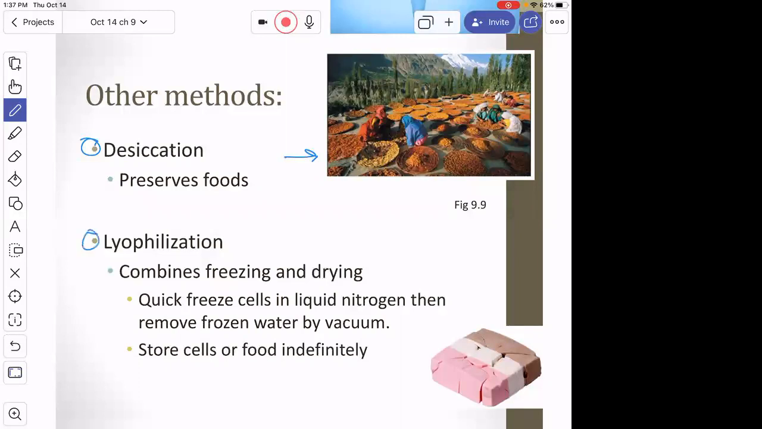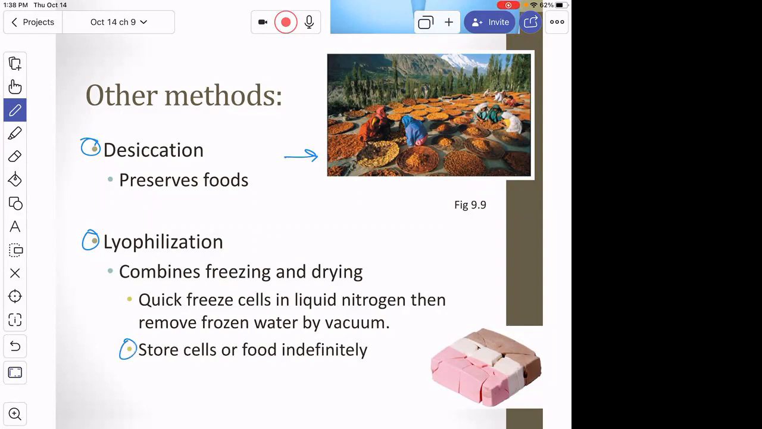Same idea here with lyophilization. This is just a process where you freeze whatever cells, sometimes, or maybe food, freeze it really quickly. Usually we would do that by putting it into liquid nitrogen, and then remove the frozen water by a vacuum. So basically this is sublimation. The water goes from being solid straight to a gas. It skips that liquid state. And we can store cells or whatever it is, like food, indefinitely this way.